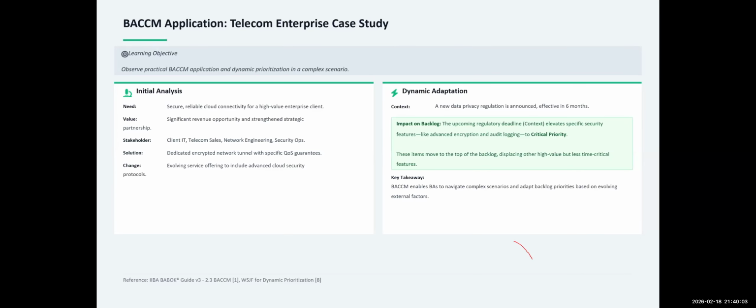Good evening. My question is, who owns the backlog, a BA or a PO? The standard answer to this is the PO, right? The PO owns the backlog.